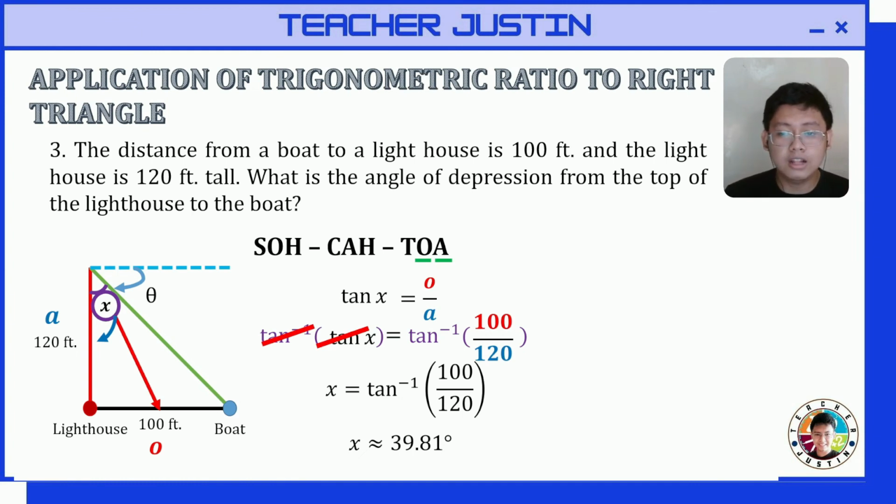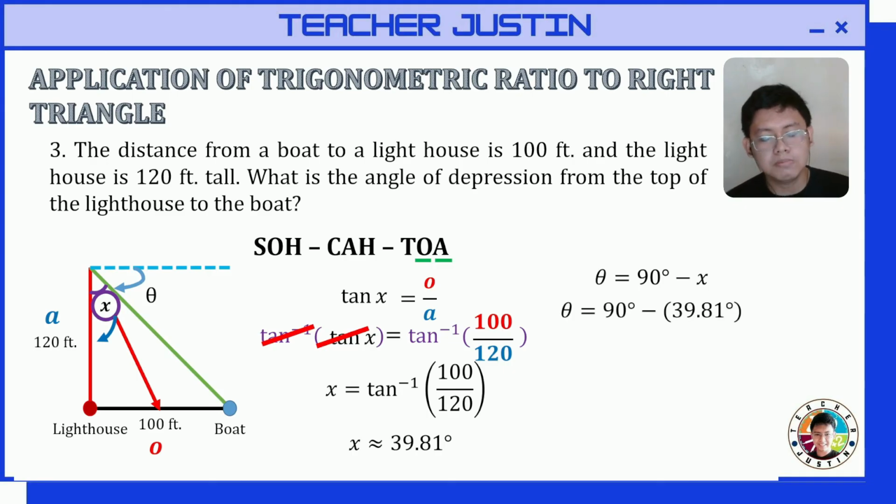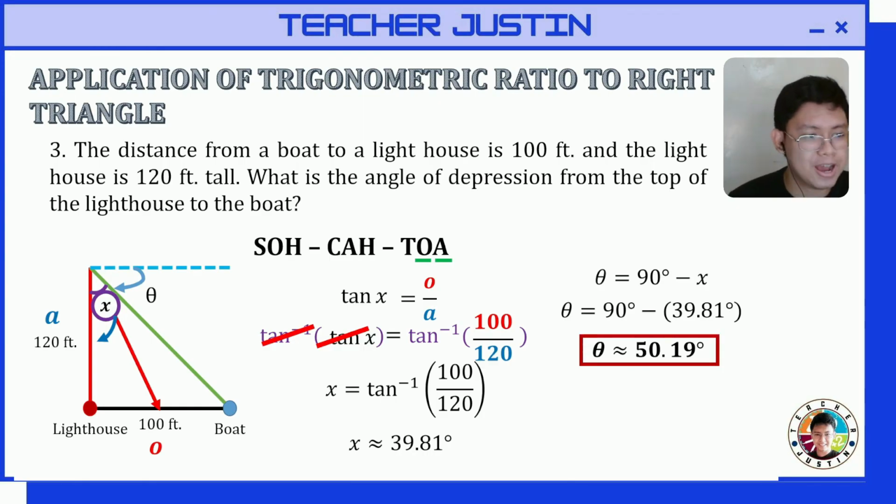So, we're looking for the angle of depression from the top of the lighthouse to the boat. We're going to subtract the value of x from 90 degrees to get the angle of depression. So, the angle of depression is equal to 90 degrees minus 39.81 degrees. Let's compute for the angle of depression. That will give us the value, which is 50.19 degrees. And the angle of depression from the top of the lighthouse to the boat is equal to 50.19 degrees. And that will be our final answer.